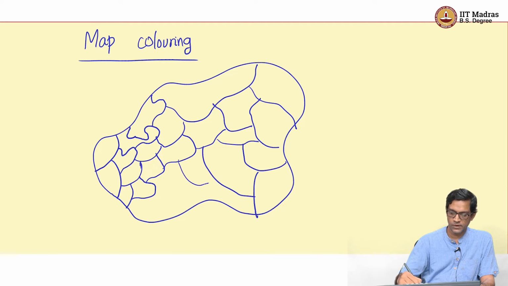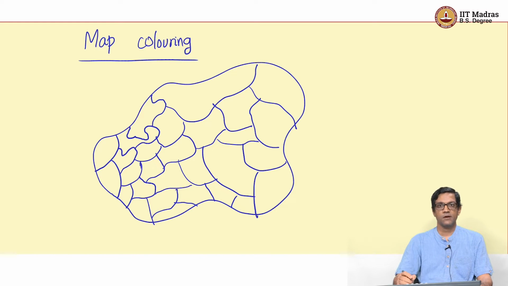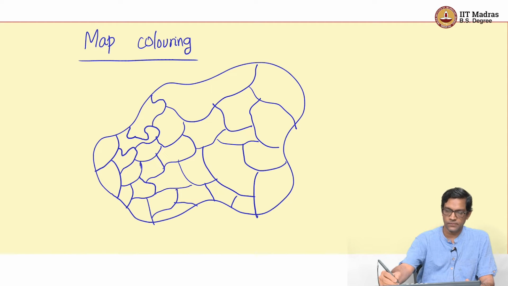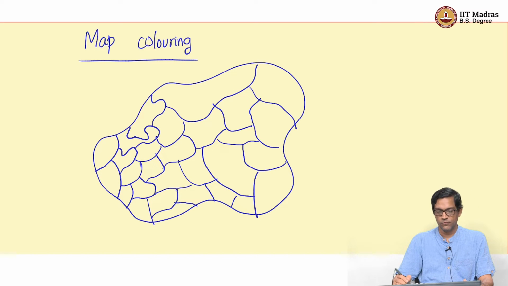So here is an example. Now when maps are actually drawn, the goal is to color these different regions in such a way that they are visually separate. So you want to give colors to each of these states or countries such that you can visually tell one apart from the other. That's the usual problem of map coloring, something that you've probably seen in maps of India and so on, where different states are colored differently.